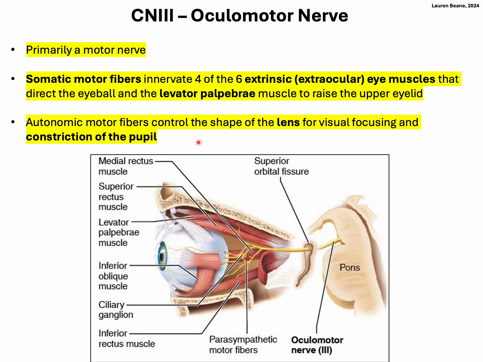And then it also has autonomic motor fibers innervating the lens of the eye, controlling its shape for visual focusing. Whether we're looking at something close up or far away, the lens has to change shape. And again, the oculomotor nerve here is going to stimulate it to change shape. And it also plays a role in the constriction of the pupil, either dilating it to allow in more light or constricting it to reduce the light input.